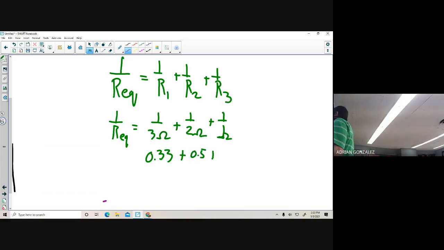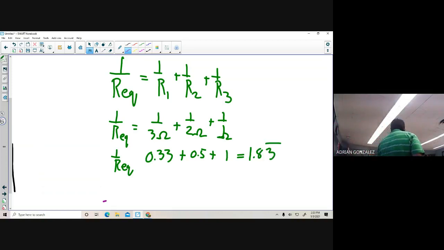0.5. 1 divided by 1. Here's the hard one. Okay. Can you add that together? What do you get? 1.83 repeating, right? Yes? But here's the problem. Here's where kids make a mistake. And here's where the test questions are trying to get you. If I actually figure out the equivalent resistance for a parallel circuit with multiple choice, that would be the wrong answer choice. Not the right answer choice.